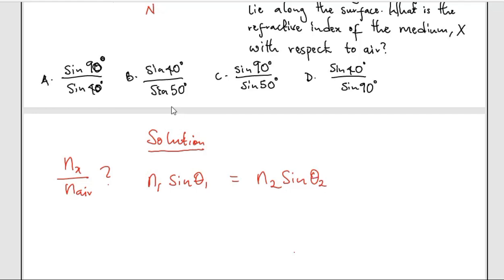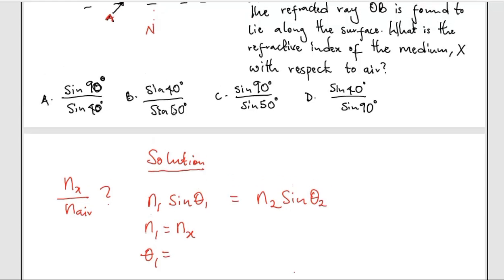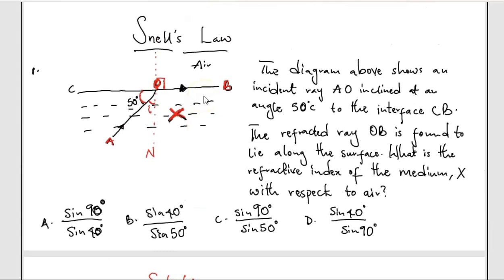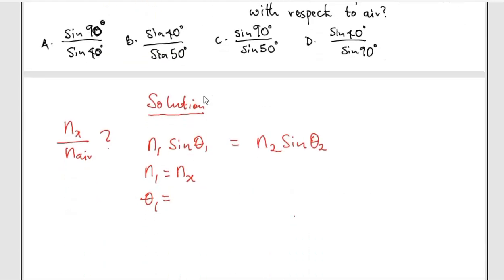So what is my N1? Let my N1 be my refractive index of X, and let my theta 1 be the angle to the normal on the side of the medium X. So what will be that angle? This is your normal. You can see your normal here. This is the line, this is your normal. So the angle to the normal is what? 40 degrees. So therefore my theta X or my theta 1 will now become 40 degrees.